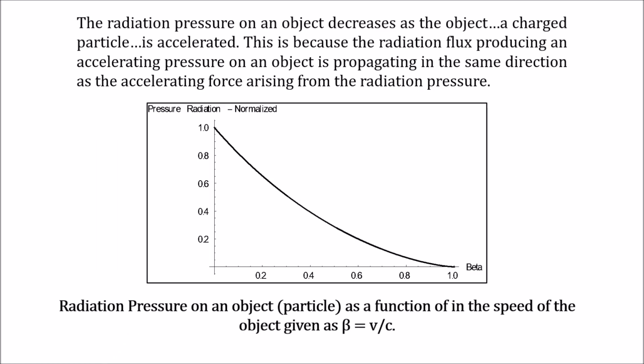If you take a look at electromagnetic radiation, what you find is that as the speed of the object increases, as it's being accelerated faster and faster, the actual radiation pressure that's driving it decreases and decreases till it goes to zero.